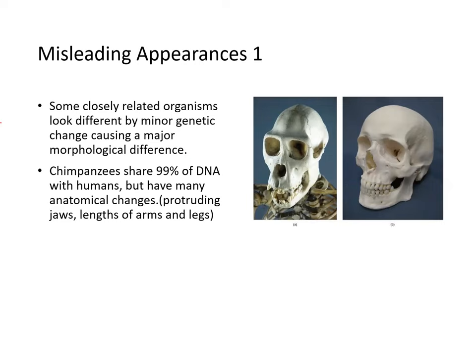But some closely related organisms look different because minor genetic changes cause major morphological differences. Chimpanzees share 99% of their DNA with humans, but have many anatomical differences, such as a protruding jaw and the length of arms and legs. They have short legs but long arms.